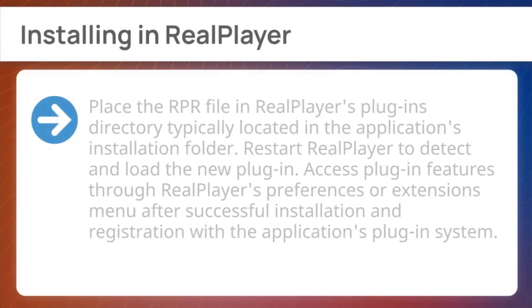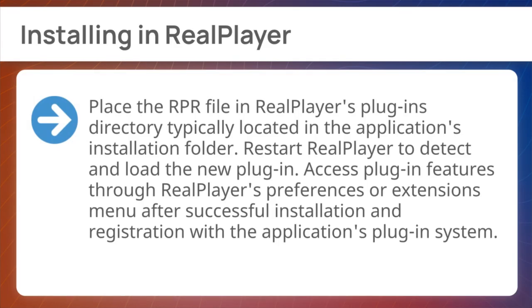First, installing in RealPlayer. Place the RPR file in RealPlayer's plugins directory, typically located in the application's installation folder. Restart RealPlayer to detect and load the new plugin. Access plugin features through RealPlayer's Preferences or Extensions menu after successful installation and registration with the application's plugin system.